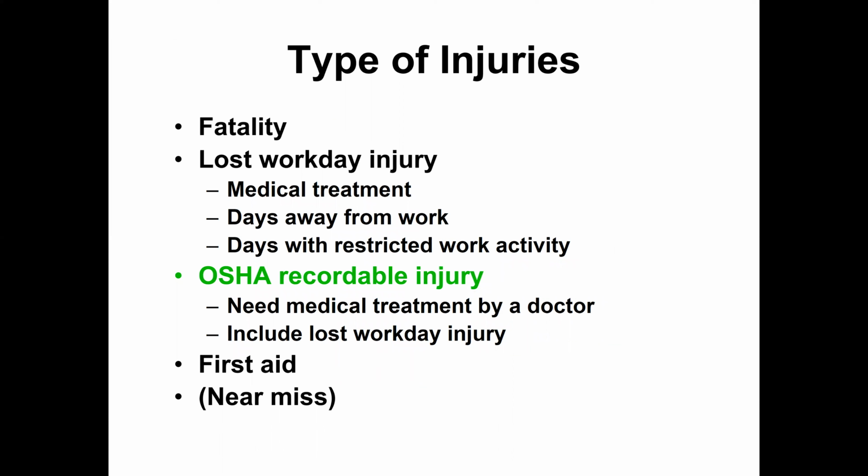We share these practices so that people understand these conditions. Types of injuries: fatality and lost workday injury. One is fatality, meaning death, which should be immediately reported to OSHA. A lost workday injury means a person goes for medical treatment, or the worker is away from the work site, or has days with restricted work activity. The person has recovered a little bit but is not able to do the work at full capacity, so they have restricted work activity.